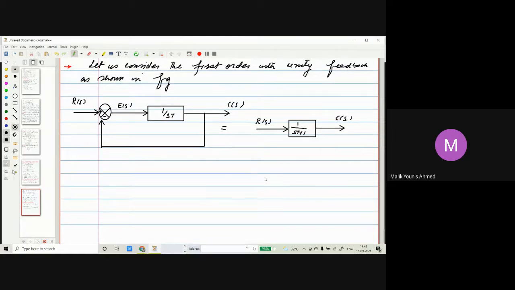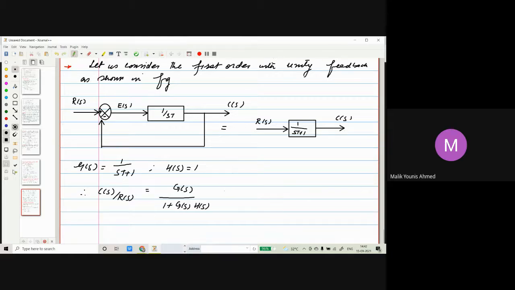We have solved it. Formula for that: C(S) by R(S), for negative feedback, is G(S) by 1 plus G(S) H(S). H(S) is equal to 1. So now we have G(S) equivalent to 1 by ST plus 1, and H(S) we already had as 1. So therefore C(S) by R(S), as I have told already, is G(S) by 1 plus G(S) H(S).